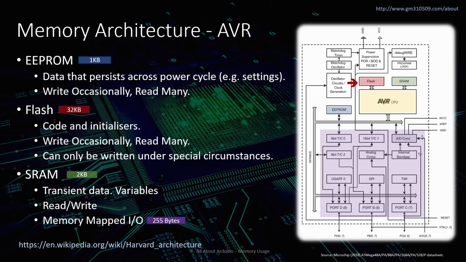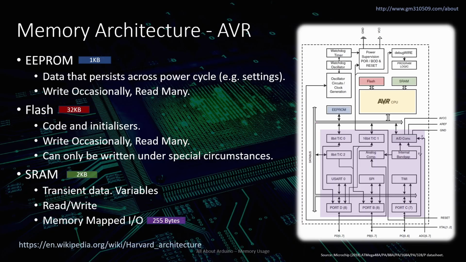There's flash, 32K, and that's got its own private bus to the CPU, so it can load program instructions whilst it's accessing this green section, which is the RAM. And then there's a memory mapped I/O, and there's 255 bytes of that on this particular MCU, the ATmega 328P. Bigger MCUs like the Mega 2560 have more space allocated here.